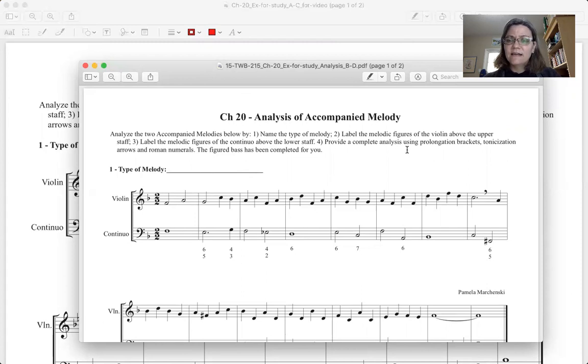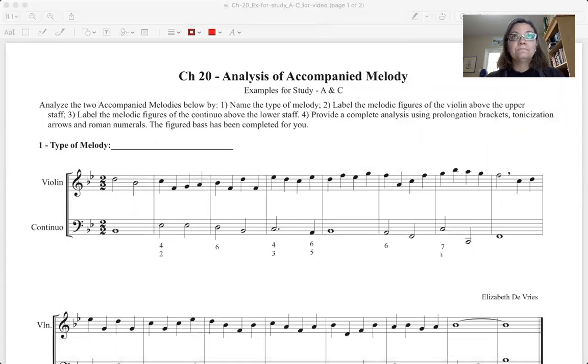I'm sorry I didn't actually make this assignment more clear. I should have had TWB 215 written up here. So make sure you have this. It's the examples for study analysis B and D. That's the homework that you will be handing in Wednesday evening by 11:59 p.m. Upload it to the Dropbox on Learn.